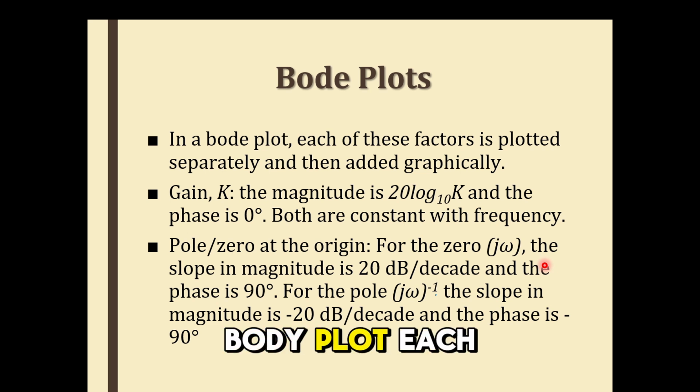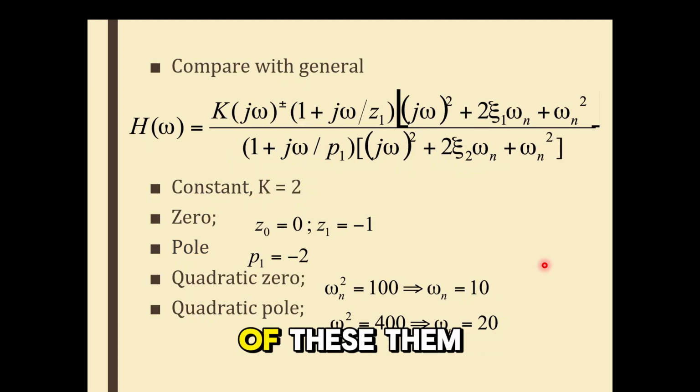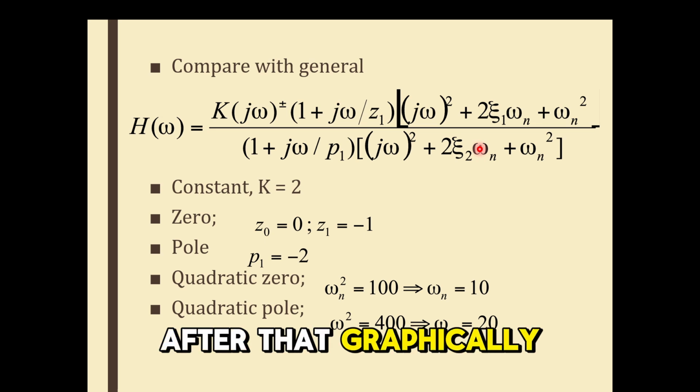So in a Bode plot, each of these factors is plotted separately and added graphically, which means if you have a quadratic function, all of them will be drawn separately. After that, graphically they will be added.